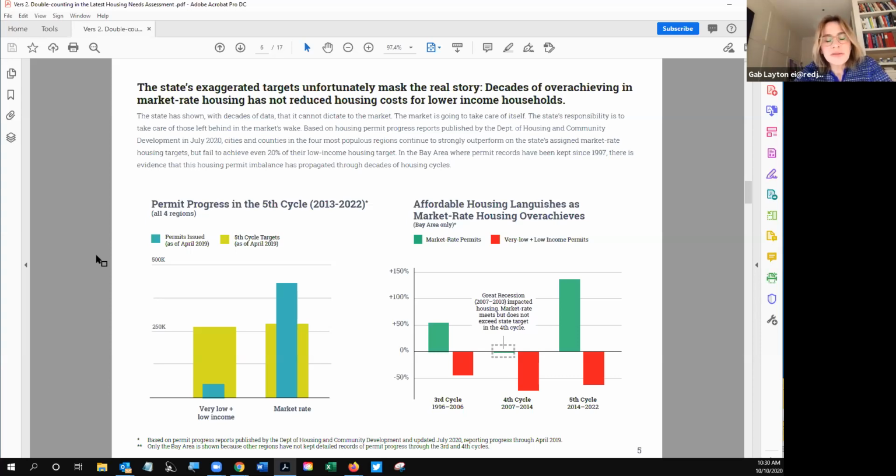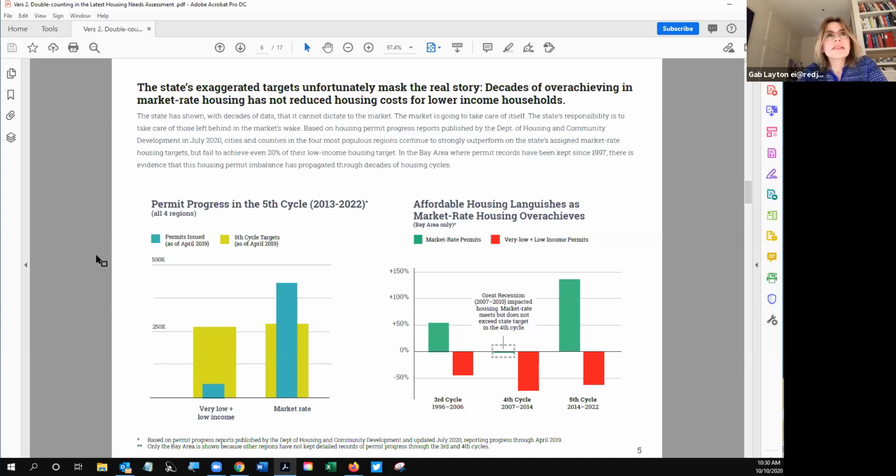And you can see on the left-hand graph that we are knocking the ball out of the park on market rate housing. There's no question that no one's holding back cities on market rate housing. They're knocking the ball out of the park. What they are failing to build is the very low and low income housing. If you look at this number, it's less than 20% of the actual target, but it's consistent with the tools that cities have at their disposal to build affordable housing.